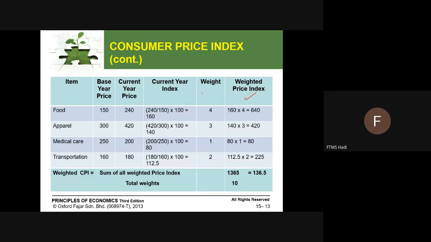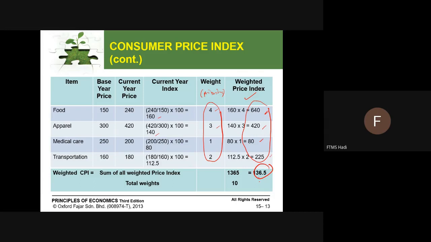Weighted means there is a priority. High score means high priority, low score means low priority. So if the index is quite high and the weight is quite high, the result will also be quite high. Let's say 160 multiplied by 4 is 640, 140 multiplied by 3 is 420, and so on. The total of this divided by the total weight gives 136.5.